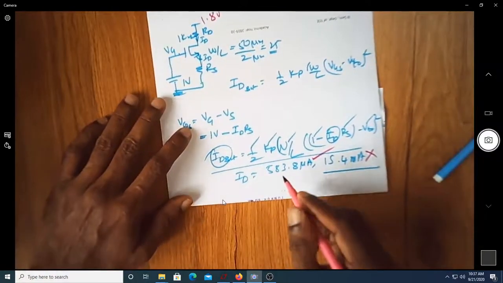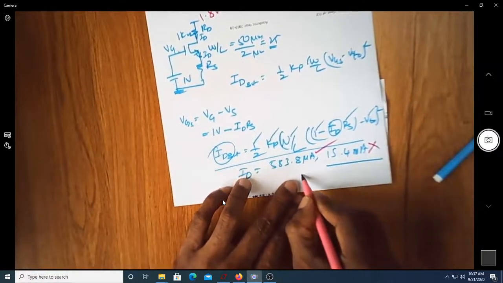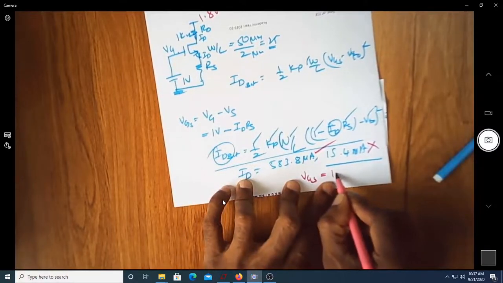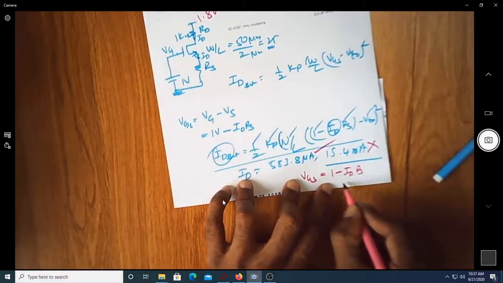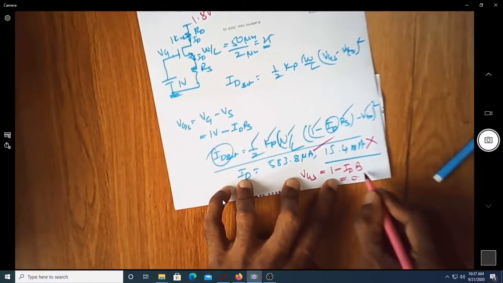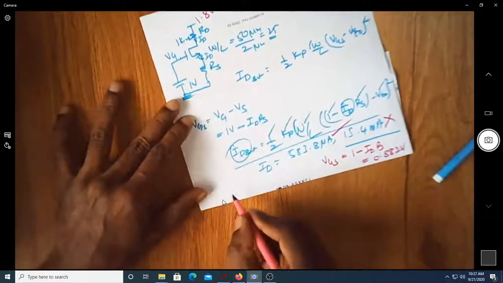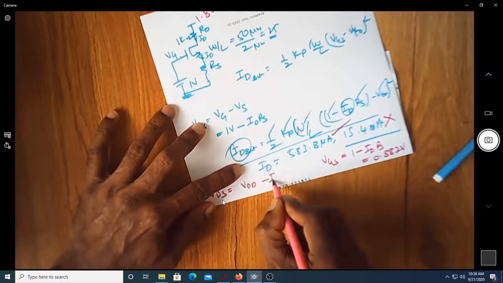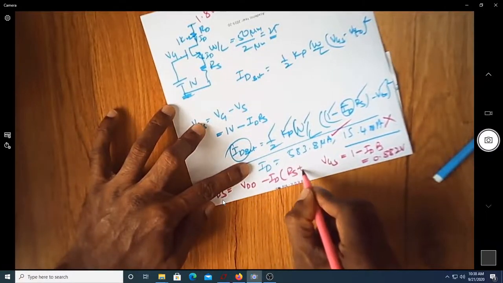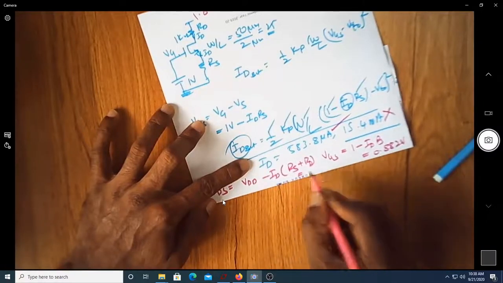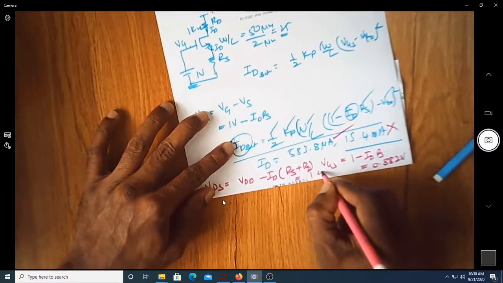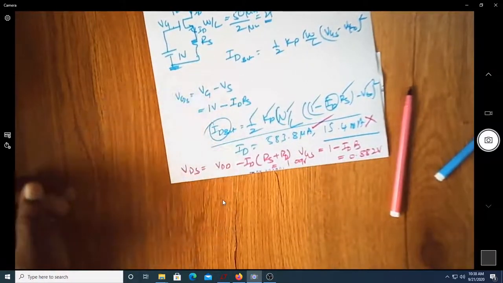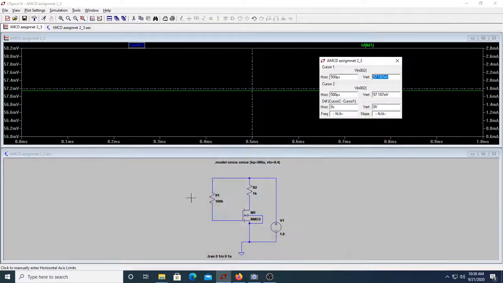And upon substituting all these things, VGS happens to be 1 minus ID into RS, which is coming out to be 0.882 volt. VDS, which is nothing but VDD minus ID into the sum of the resistance RS plus RD, comes out to be how much? 1.09 volt. So we shall just verify all the currents and the two voltages. Let us go to LTspice and then verify.